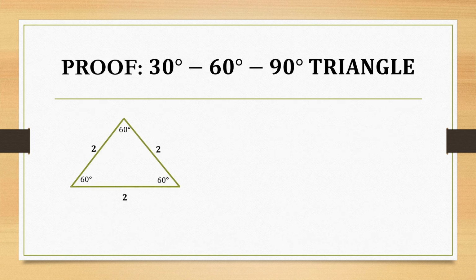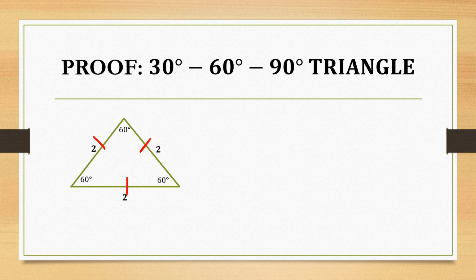So, given an equilateral triangle, so pag sinabi nating equilateral, all sides are congruent. So, kung halimbawa, ang isang side ay 2 units, then the other sides ay tig 2 units din. It is also equiangular. So, pag sinabi nating equiangular, all angles are congruent. So, based sa ating given na triangle, bawat isang angle, it measures 60 degrees.